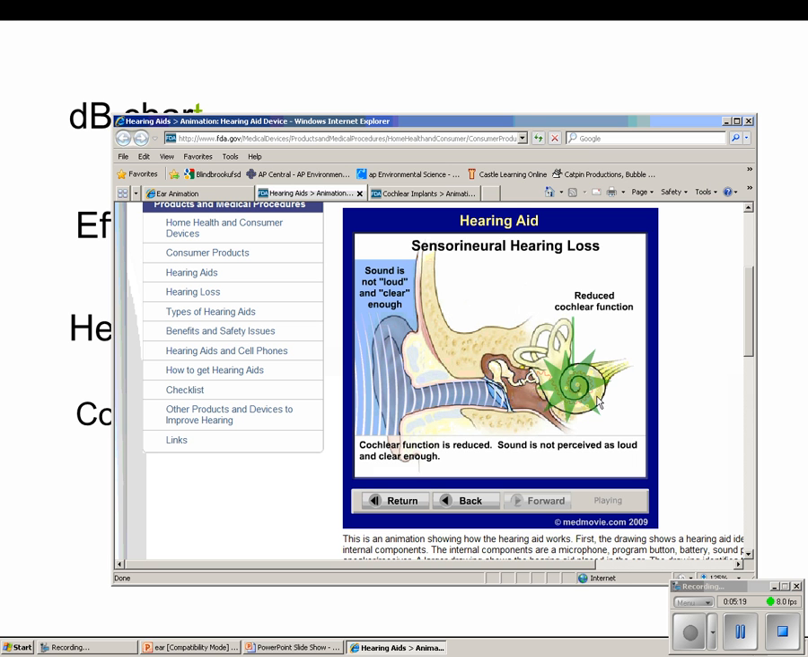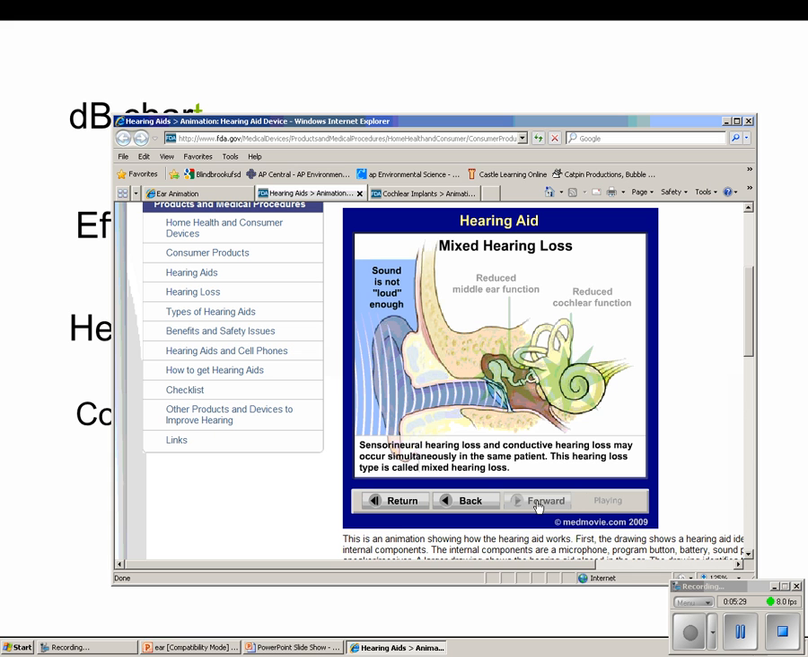And this is the sensorineural hearing loss, the second type that we talked about. So now we have something happening. The signal is getting transmitted, but it's not getting transmitted to the brain. We don't have that clear enough sound. Now, you can have a combination of the two, and they can occur simultaneously, and that's called mixed.